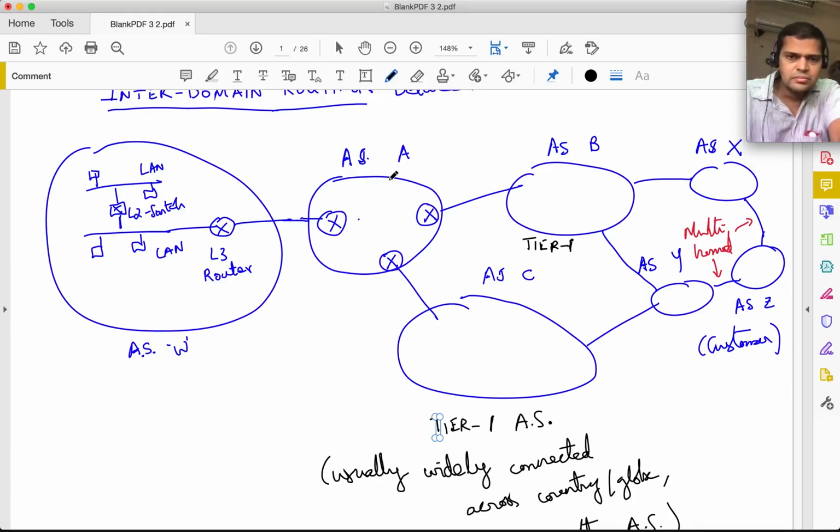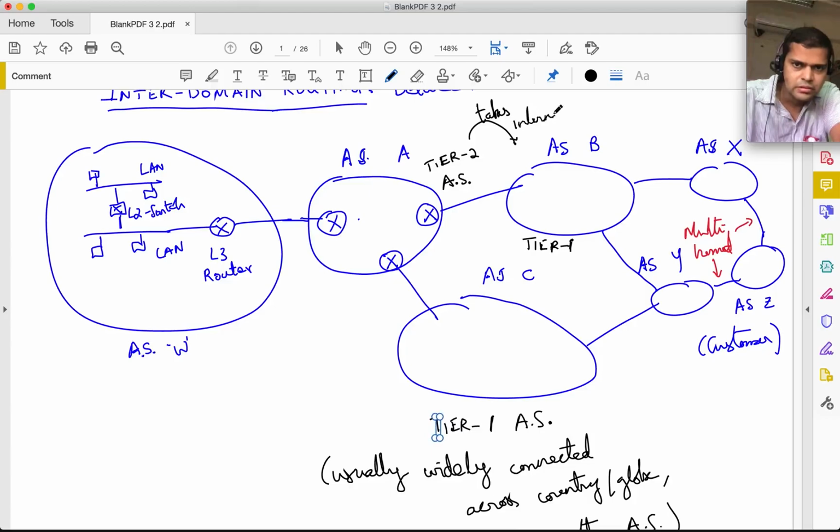And let's say this autonomous system is taking internet service. Let's say this one is a local network. It's not very largely connected, let's say throughout India or the US or wherever. So what it does is it takes internet service from this tier 1 autonomous system. So it might be a tier 2 autonomous system, which takes internet service from a tier 1 ISP.